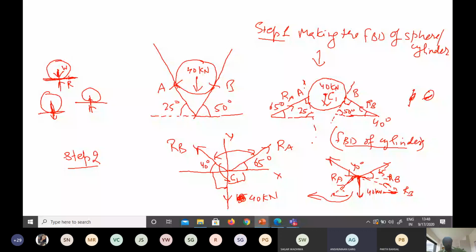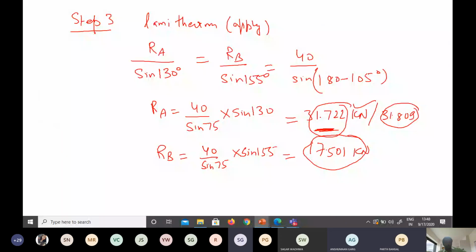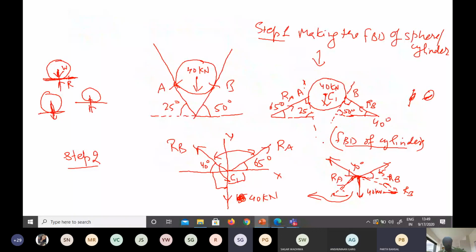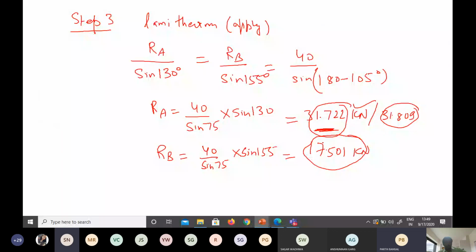After that we will be solving one more numerical. Tell me whether you are getting the same values by the resolution of force that we discussed yesterday. Yes, sir, just a minute. Just divide it into components: RA cos 65, RA sin 65, like that. Do it fast and get me the value. It should be the same.